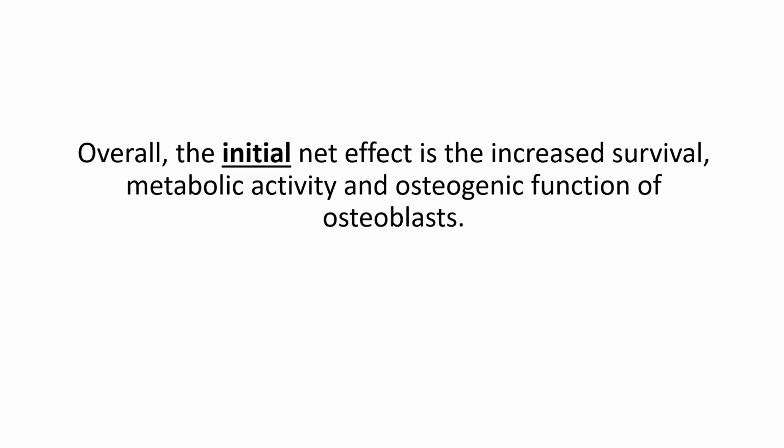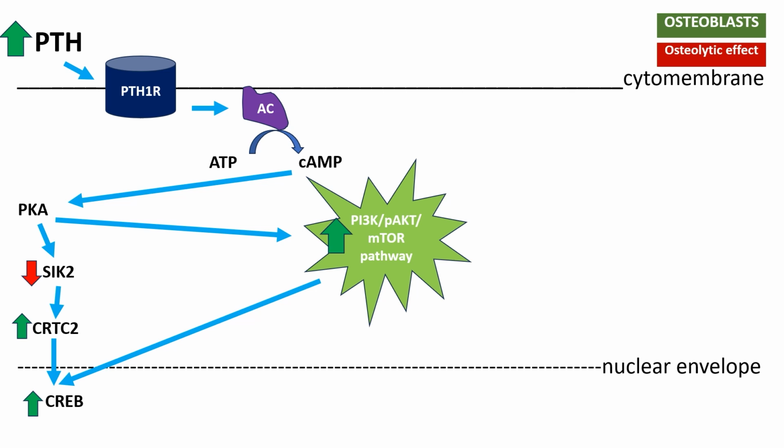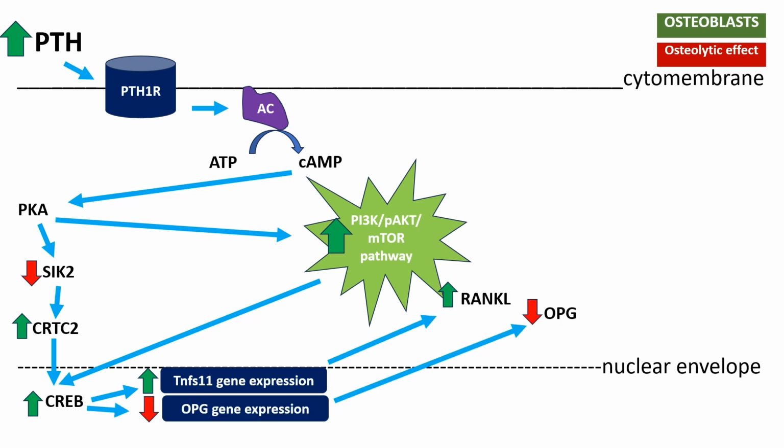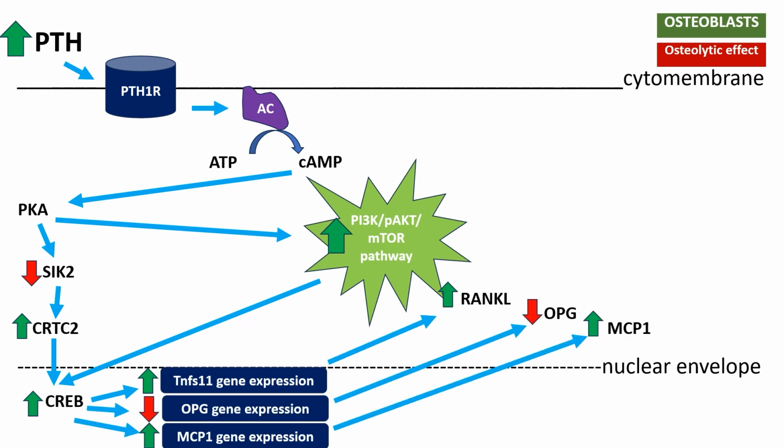However, with sustained elevations in PTH and stimulation of its receptors, activation of CREB leads to upregulated expression of TNFSF11, the gene encoding RANKL, and downregulated expression of OPG gene. It also promotes the upregulated expression of monocyte chemotactic protein 1, which promotes differentiation of osteoclast precursors.